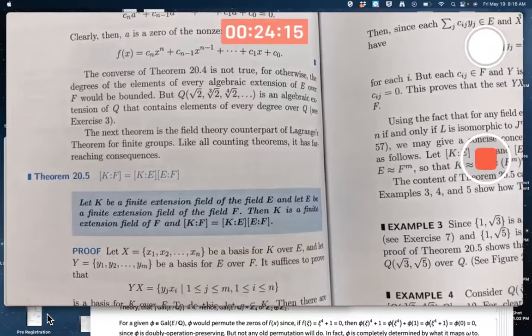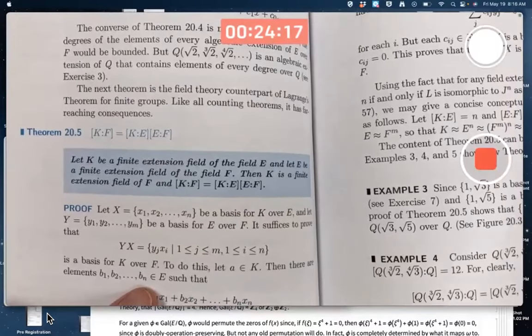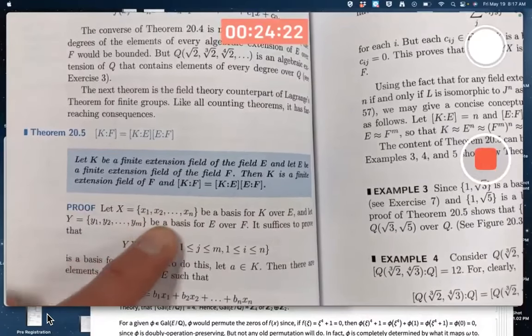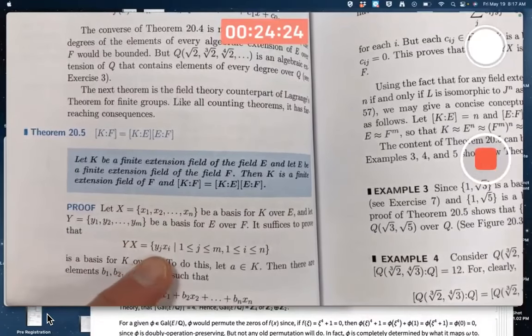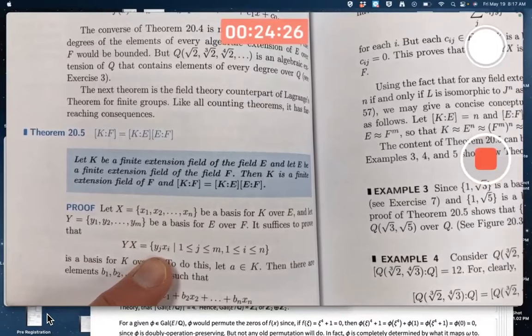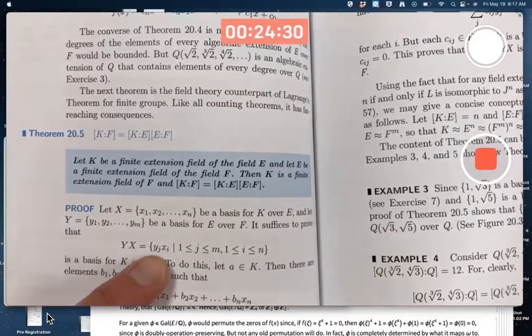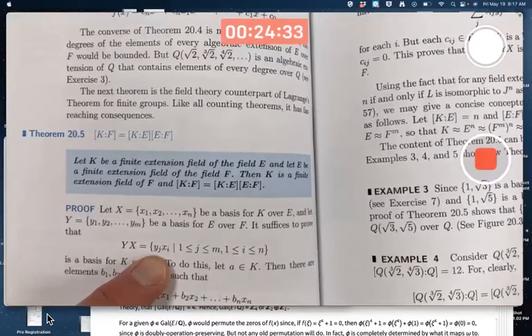And in the proof of this, what you do is you create a basis of the overall extension by taking the two individual bases and multiplying all the elements. So if this has n elements and this has m elements, you're going to get n times m products here.